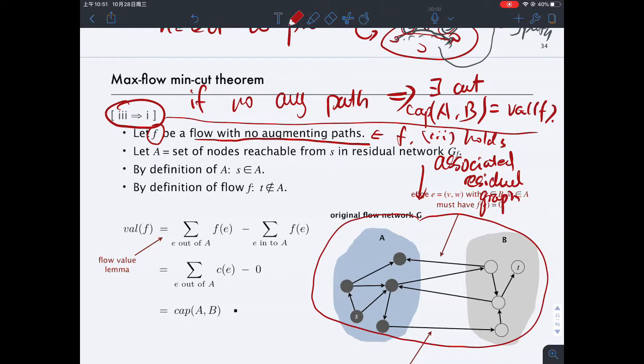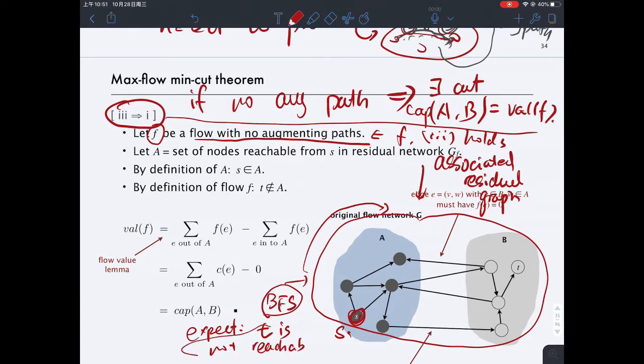residual graph. Right. So now let's imagine this is the residual graph, and I want to run a search. Let's run a BFS starting from S. So when I run BFS starting from S on this residual graph, what I'm going to expect to see is that T is not reachable.